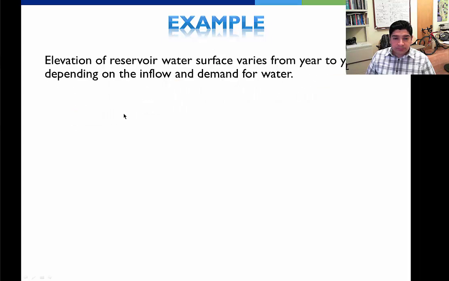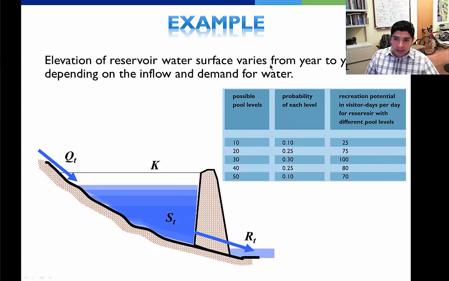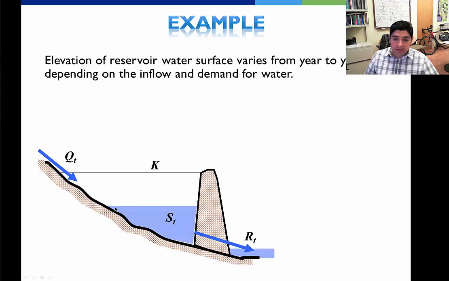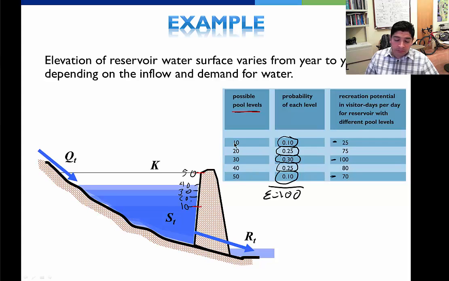So let me show you a small example. We have the elevation of a reservoir that varies every year, so it can be very empty or a little bit more full, and so on. Let's start with this. The pool level here can vary from 50 feet, very full, to 10 feet, which is very, very empty. What is the probability of that happening?